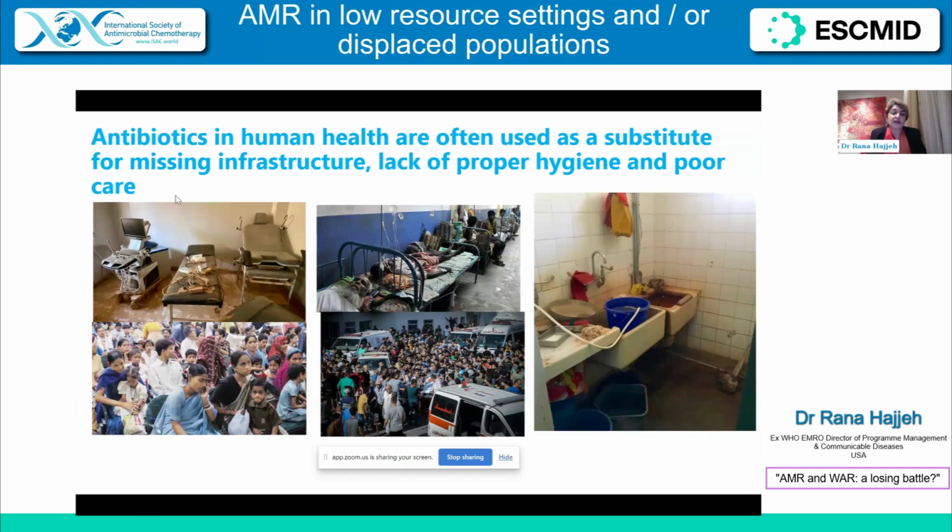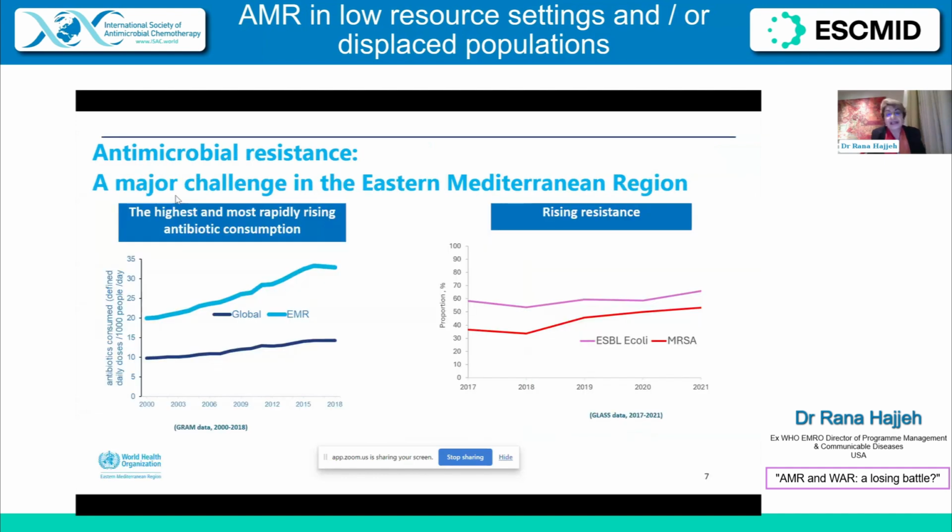And as I mentioned earlier, in these really difficult situations, you see some really bad infection control infrastructures, but antibiotics start becoming used as a substitute for missing infrastructure, lack of proper hygiene, poor care, and they're one of the tools doctors like to use, hoping that they can save any life possible.